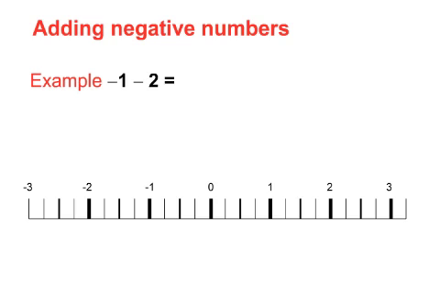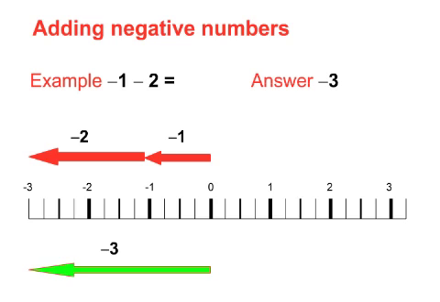Now let's add two negative numbers, negative 1, negative 2. So because they're all negative, I'm moving to the left on the number line. Negative 1 and then negative 2. And the answer is from where we start to where we finish, which will be negative 3. So negative 1, negative 2 is equal to negative 3.